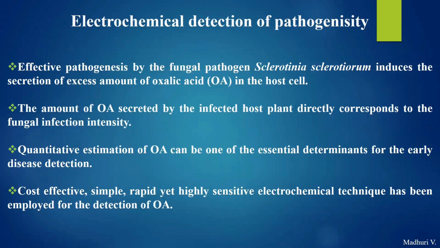Electrochemical detection of pathogenicity. There are various ways in which electrochemical methods have been developed and utilized in biosensing. Another indirect method, which can be label free, is to detect the presence of oxalic acid in a host cell during the infection. The amount of oxalic acid which is secreted by the infected host plant directly corresponds to the fungal pathogen intensity. Quantitative estimation of oxalic acid can be an indirect method to assess the disease condition in the plant.